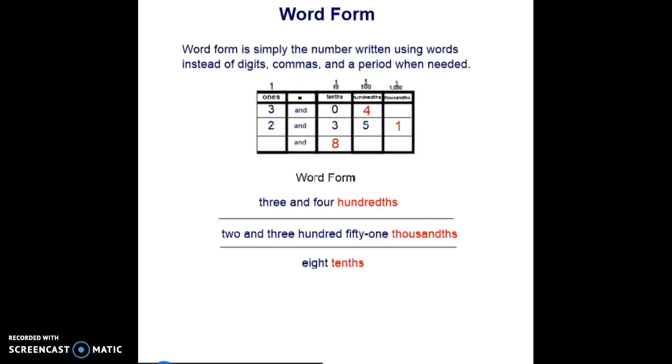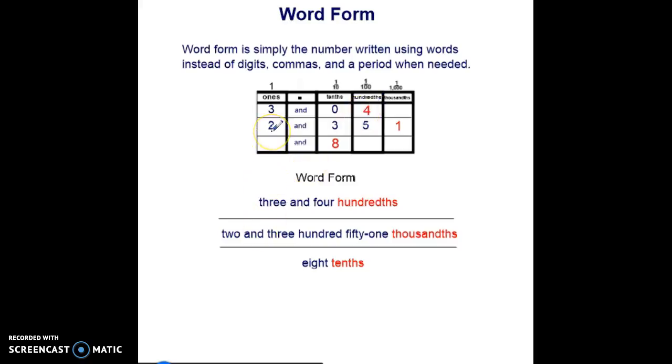Word form. Word form is simply the number written using words instead of digits, commas, and a period when needed. So for example, in the first one, the word form would be 3. Anytime you see a decimal point, you say "and" 4 hundredths, because this is in the hundredths place. So again, this number would be written as 3 because it's in the ones place, and is a decimal point. 4 is in the hundredths place, so we say "and 4 hundredths."